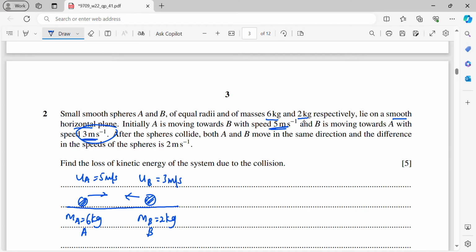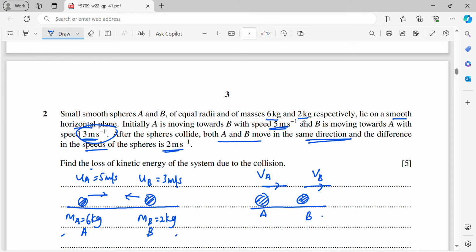Now, after the spheres collide, both A and B move in the same direction, and the difference in the speeds of the spheres is 2 meter per second. So it means that now both of them moving on the same direction. So this is my A and B. Since now from here we know that A is heavier than B and the speed of the A is faster than B, therefore, it's expected both will be moving right side. So this is my VA and VB.